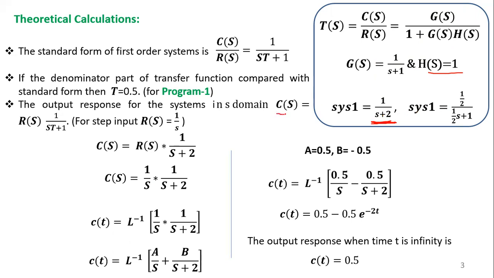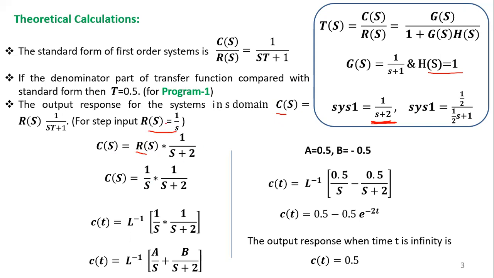But here C(s) is an s domain transfer function. We need to convert this s domain into time domain. That means we need to apply the inverse Laplace. That means C(s) = R(s) into 1/(s+2). We already know the R(s). It is a unit step signal. That means R(s) = 1/s.